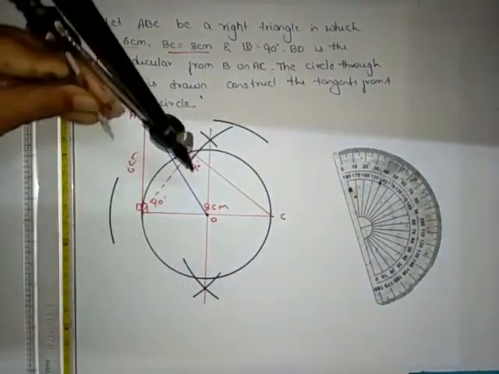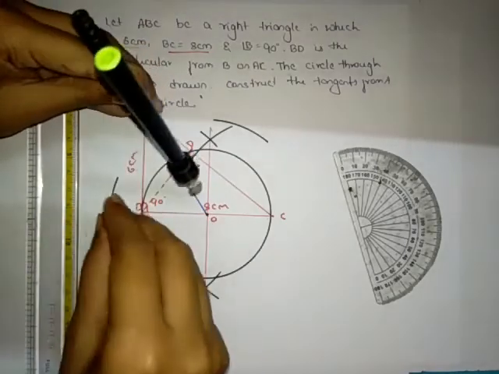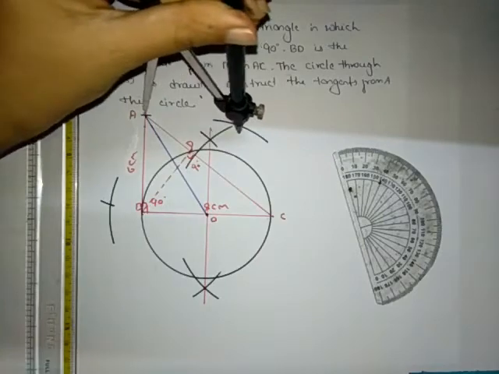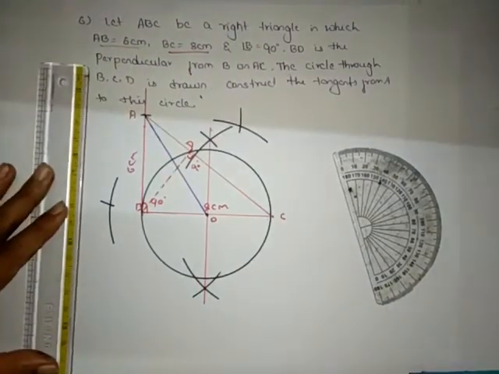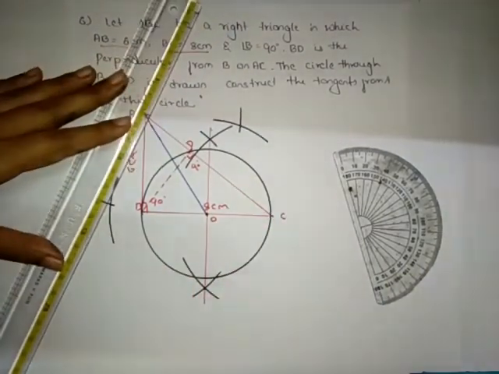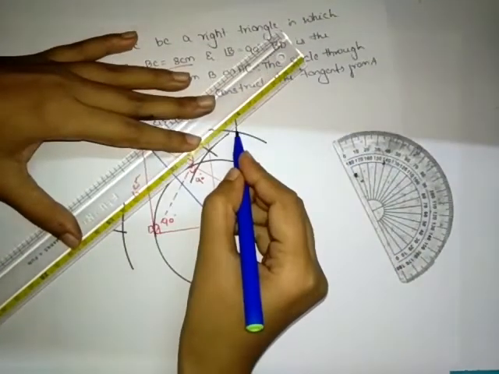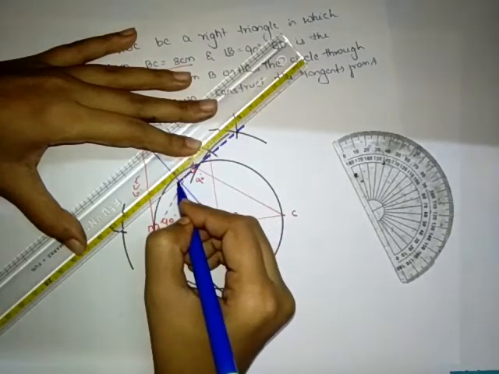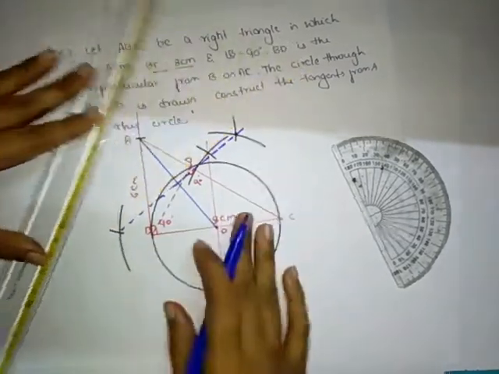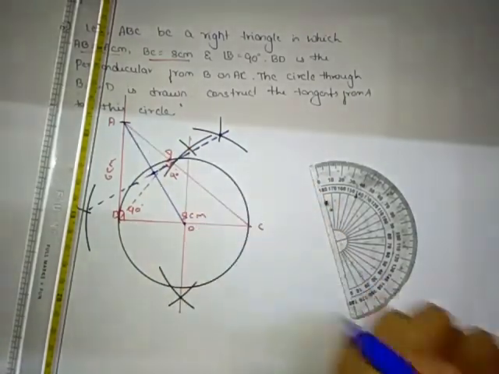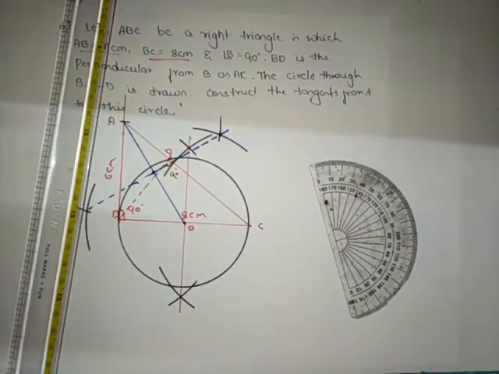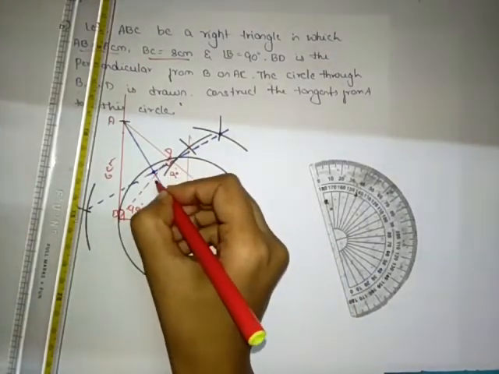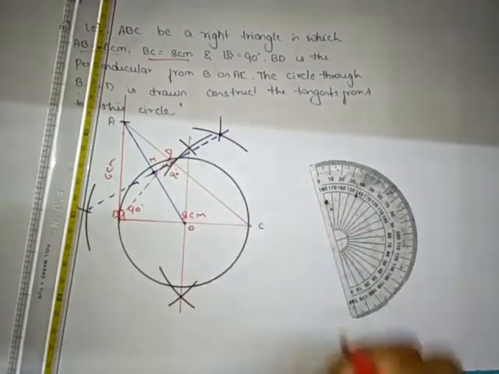Right, and here also. We'll join these points. We got here the midpoint of the line segment AO. Using that midpoint, we'll call it point M. This point as M here.